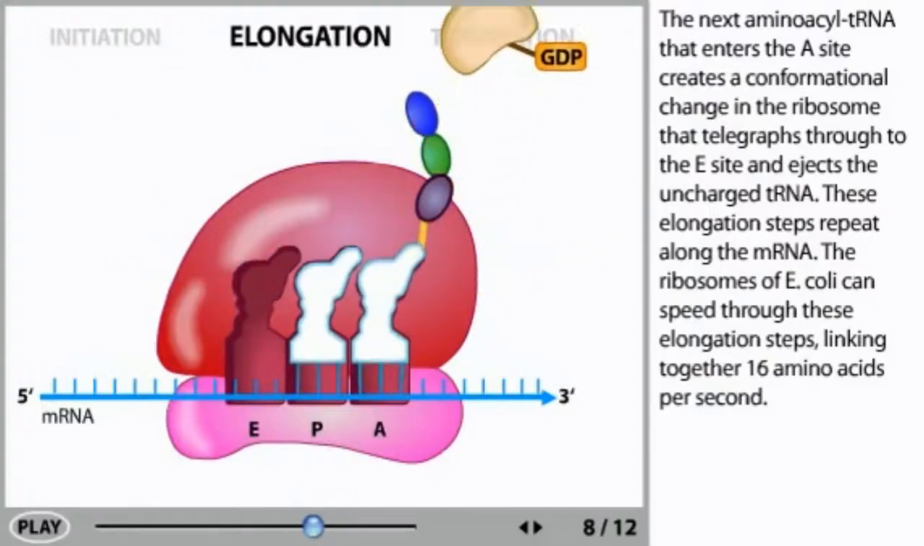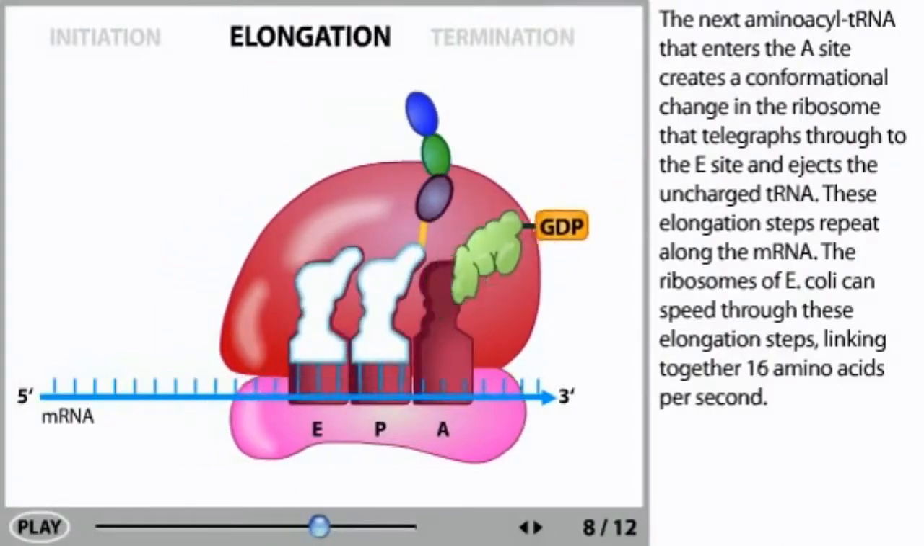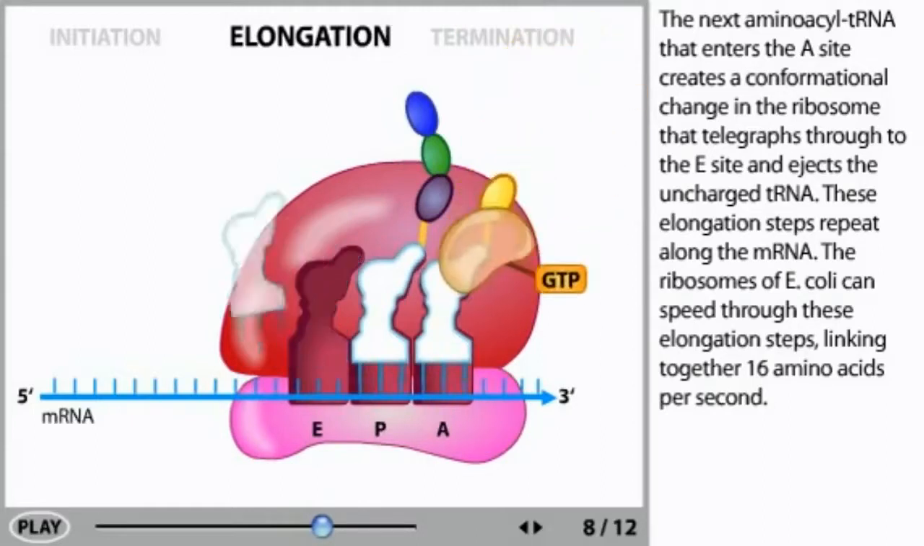These elongation steps repeat along the mRNA. The ribosomes of E. coli can speed through these elongation steps, linking together 16 amino acids per second.